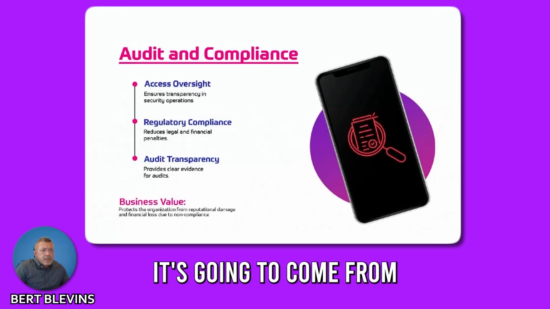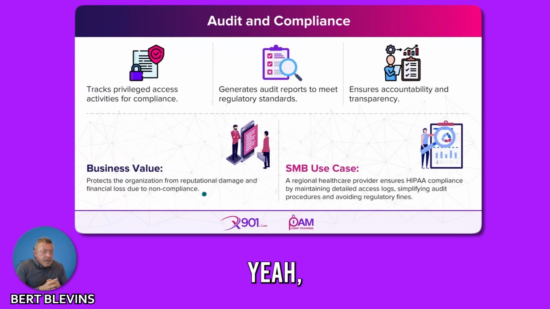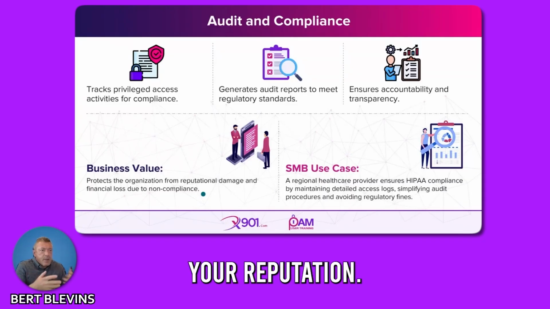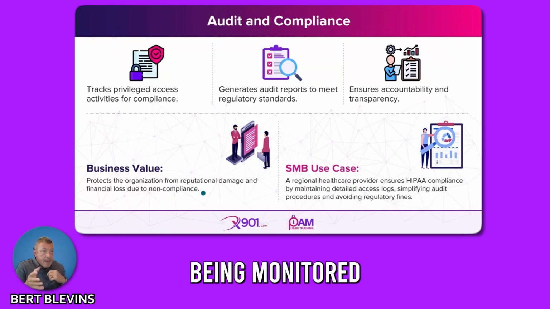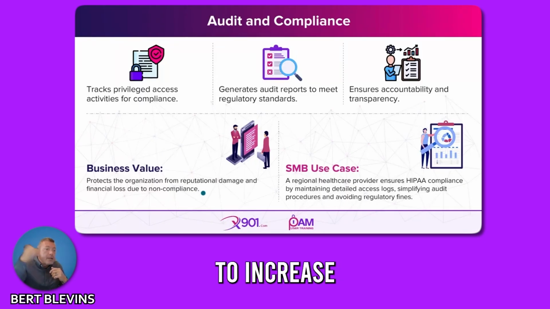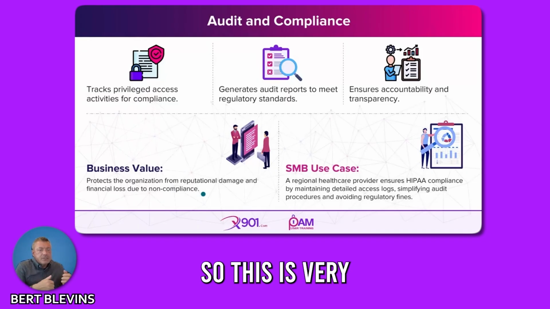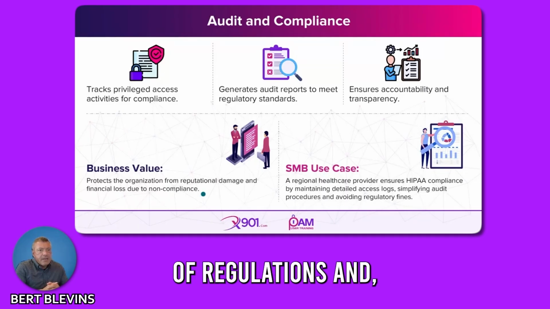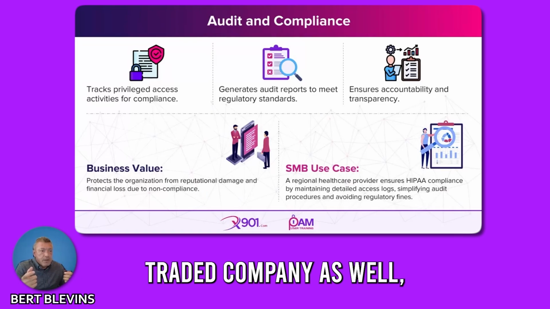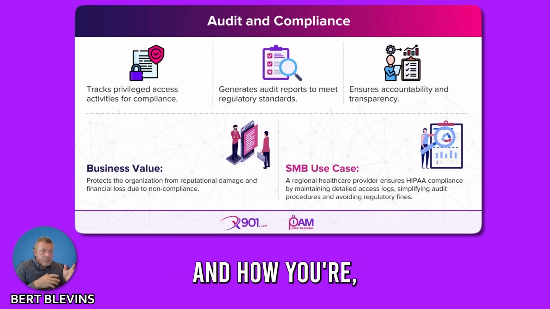All right. So the business value that's going to come from this is going to be taken away from mistakes that happen. Okay. So it's all about your reputation. So the less mistakes that happen with breaches, insider threats, any of these types of things that are being monitored by audit and compliance, that we reduce those to increase our reputational score and our ability to be compliant, and thus not suffering financial losses in the long run. So this is huge in highly regulatory industries such as healthcare, finance, gaming, even energy. Those have lots of regulations that need to be adhered to, even if you're a publicly traded company as well, so you can be compliant with what you say you're doing with your privileged access management and how you're handling credentials. Okay.